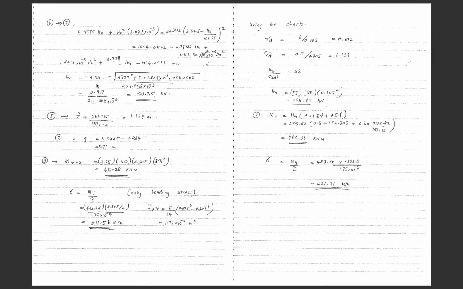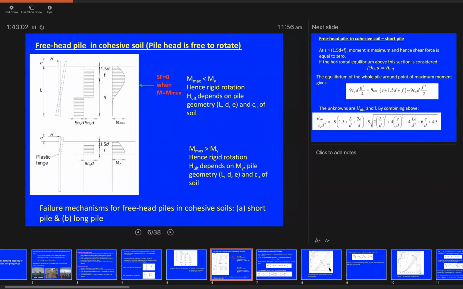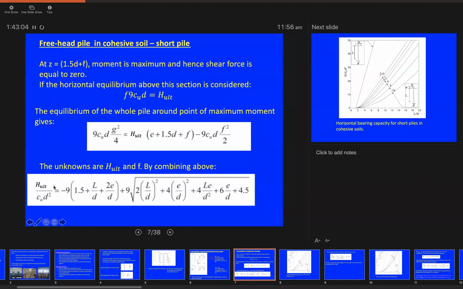That's an exact value. You can get this value directly, without deriving the equations from the first principles of static equilibrium. You can apply this equation directly.